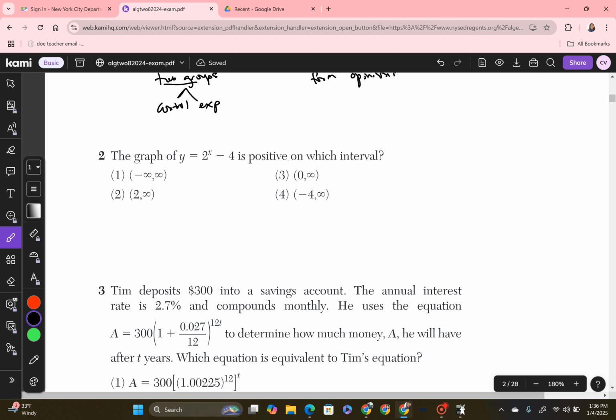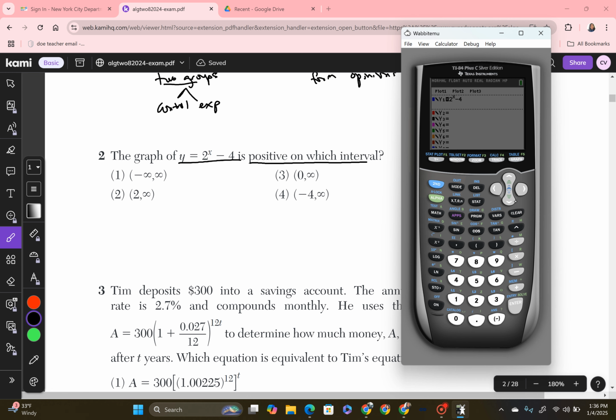Okay. Question number 2. It's asking you which ones are positive on which interval. So we're taking our calculator. We're going to go ahead and plug it into the calculator. So you go into y equals, plug in 2 to the x minus 4. And when we hit graph, you're going to get something that looks like this. So right now it's negative, and then it goes boom at 2 comma 0.